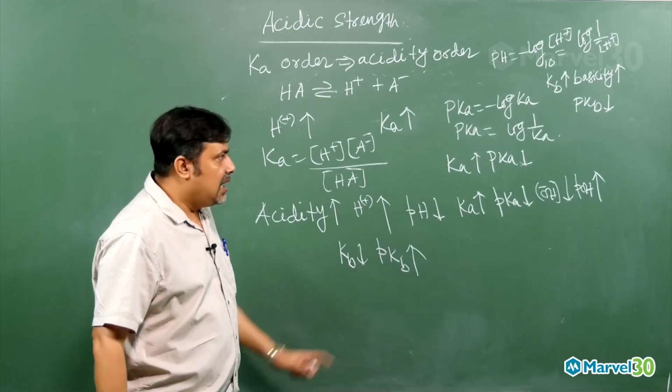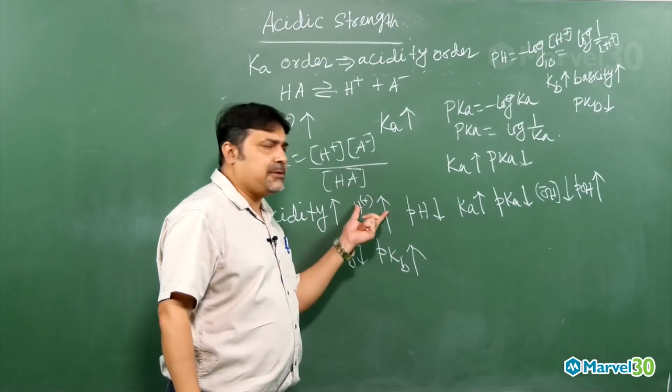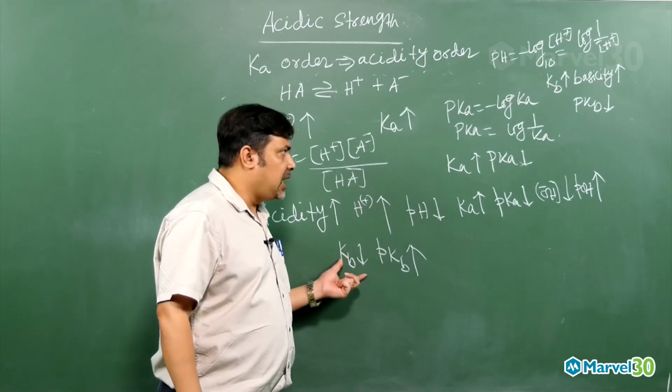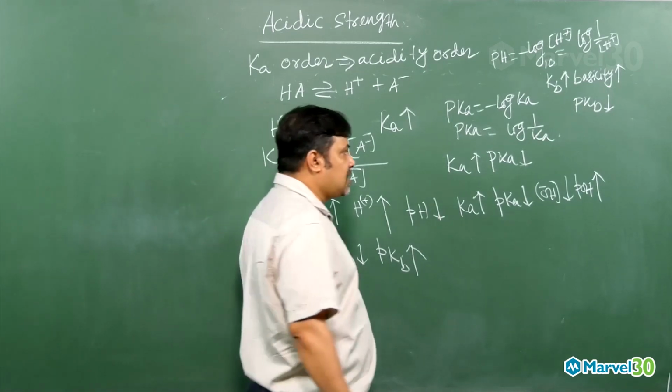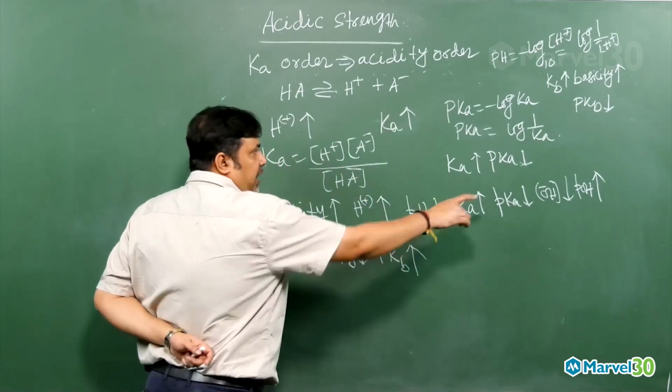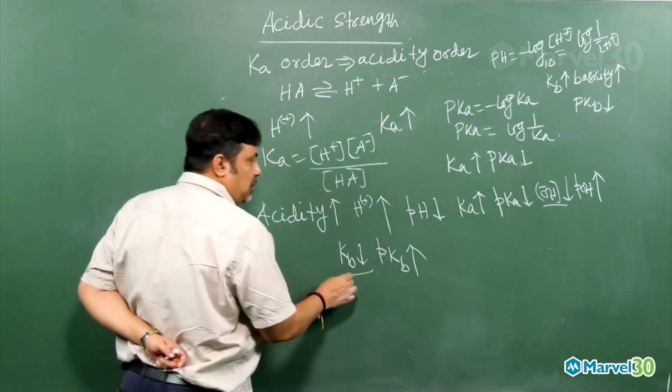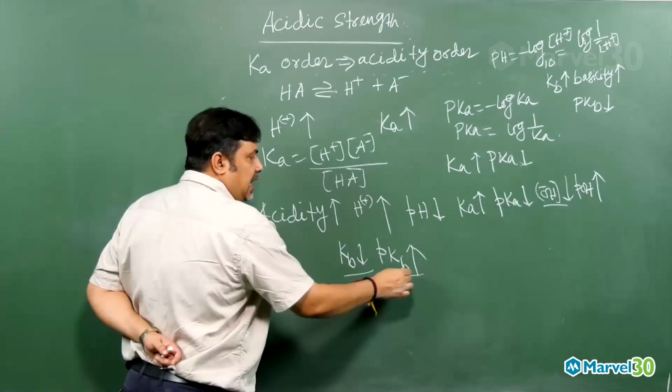You have to understand that acidity more means H plus more, and basicity more means OH minus concentration will be more. So that is what you have to understand here. Basicity less means OH less, so Kb will be less, and Kb less means pKb will be less.